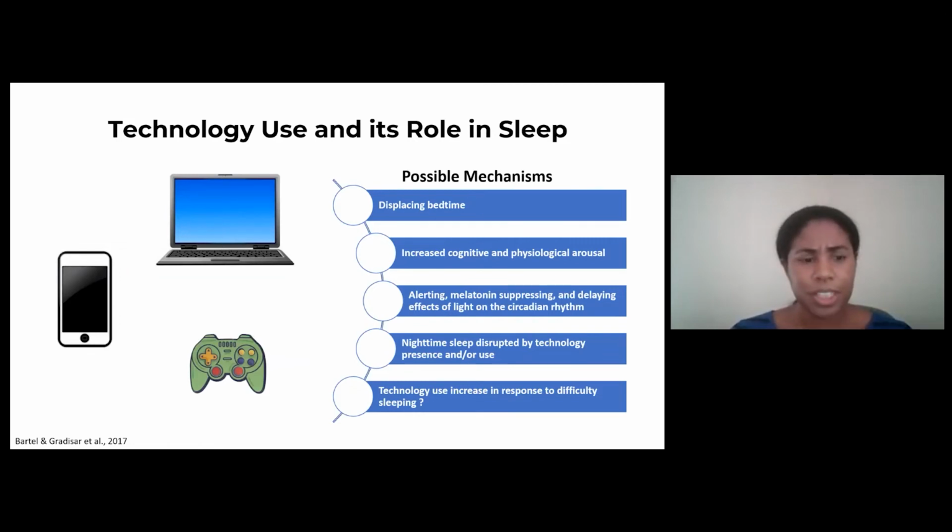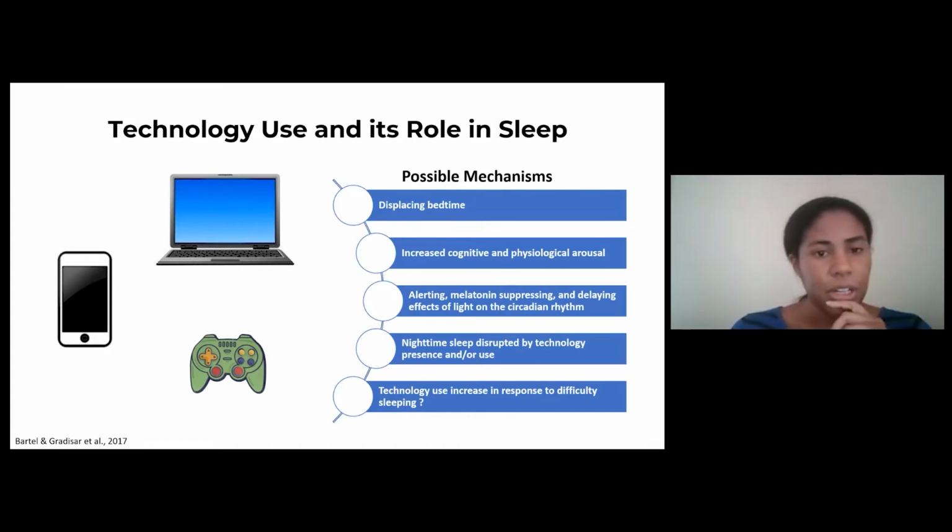So I do want to touch on technology use because it's kind of complicated. We do talk a lot about light. We know that morning light will advance our circadian rhythm, shifting it earlier, and evening light generally will delay it and shift it later. Blue light, or short wavelength light as it's also called, is a little bit stronger at phase shifting than full spectrum or white light.